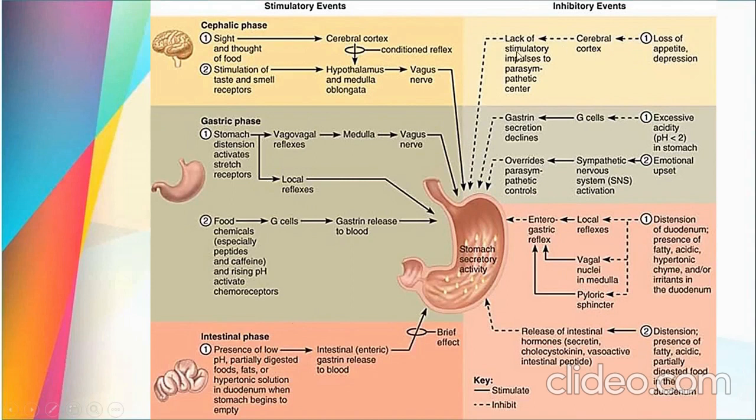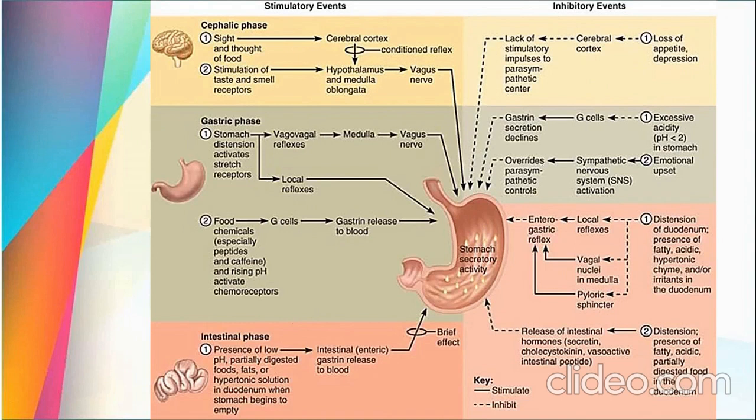Now the inhibitory events. In loss of appetite and depression, the cerebral cortex causes a lack of stimulatory impulses to the parasympathetic center. In the gastric phase, excessive acidity in the stomach causes G cell and gastrin secretion to decline. In emotional upset, the sympathetic nervous system gets activated and overrides parasympathetic control. Now, in the intestinal phase, distension of the duodenum and the presence of fatty, acidic, hypertonic chyme and or irritants in the duodenum cause local reflexes, vagal nuclei in the medulla and the pyloric sphincter, causing the enterogastric reflexes.